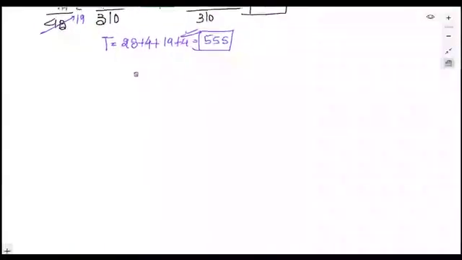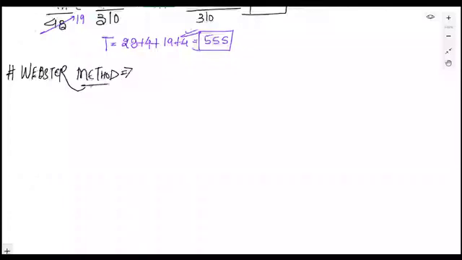Fine. Now, the next part is the Webster method. You have to calculate the same thing by using the Webster method. I'll just apply it and tell you the procedure so that you can practice it by yourself.